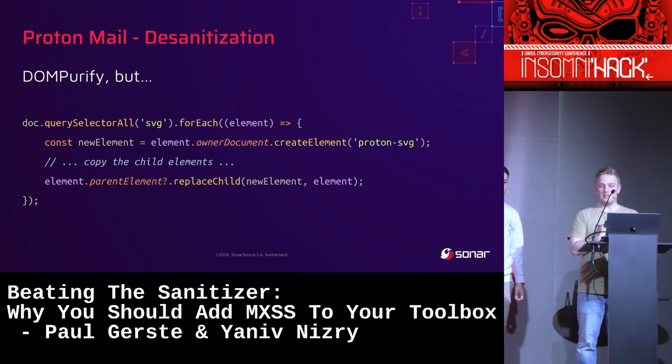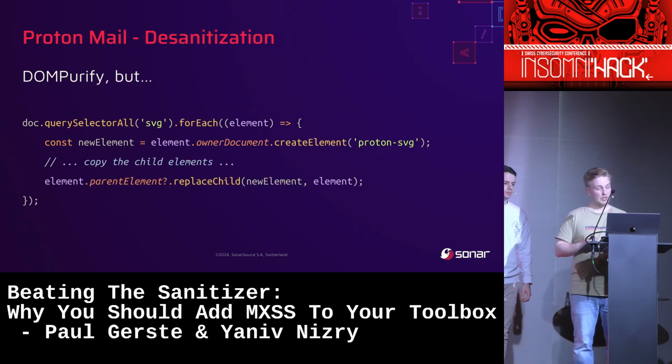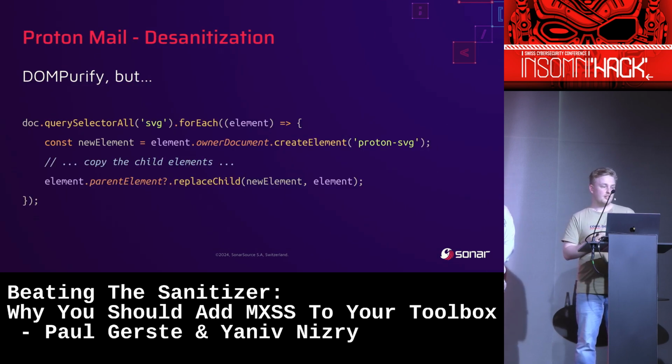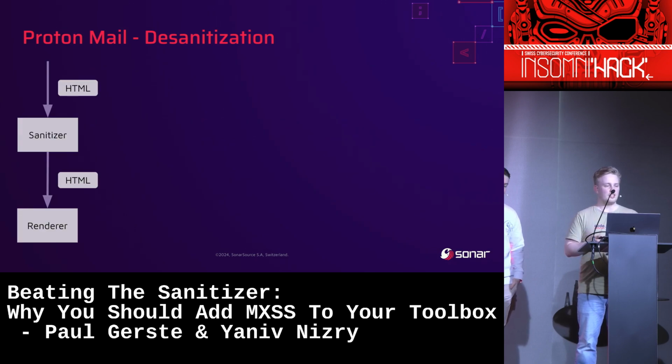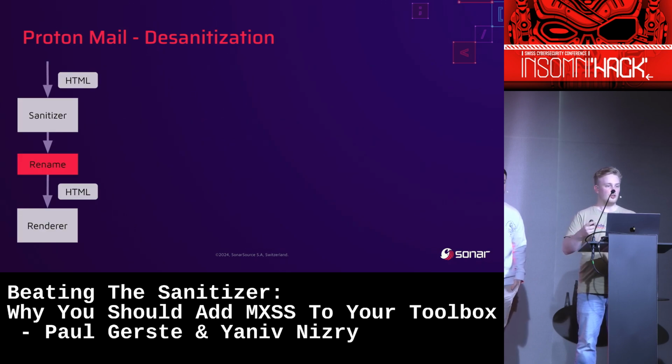So when we looked at their sanitization logic, it was kind of similar to Mailspring. They did use a good sanitizer, DOMPurify, but then they did something on their own after the sanitization step. So they went through all the sanitized document elements, and they looked for SVG elements, and again, they renamed them. They created a new Proton SVG element, moved all the children, and then replaced the old element. And a little bit of foreshadowing, we now know that that's not the best idea. So going back to the sanitizer diagram, we now have this new step.